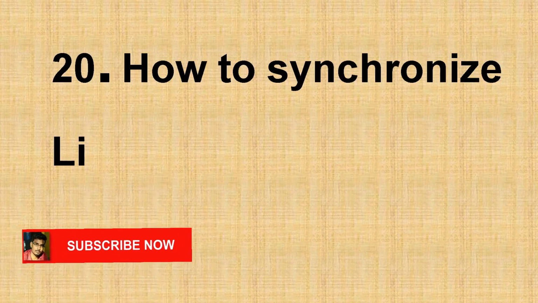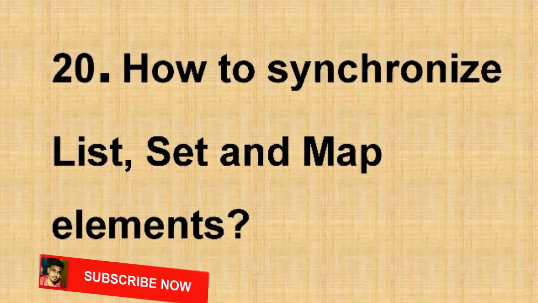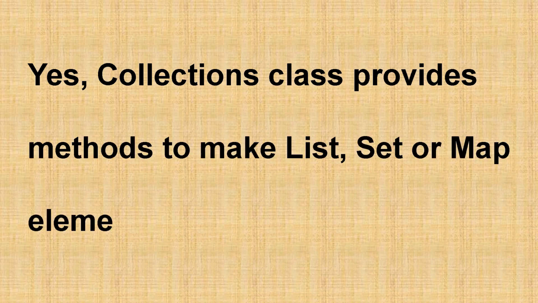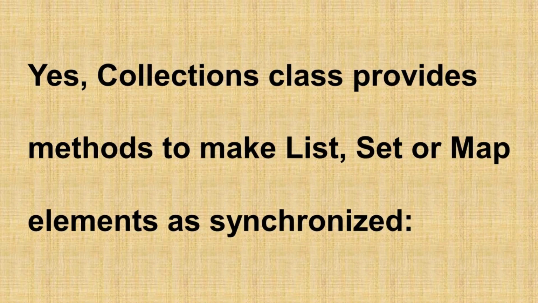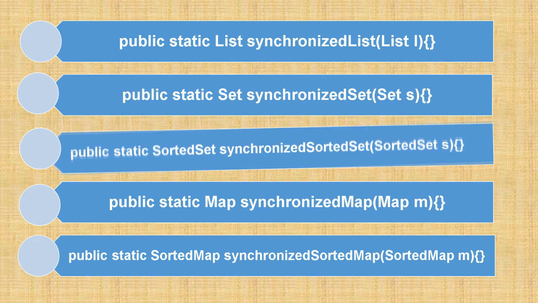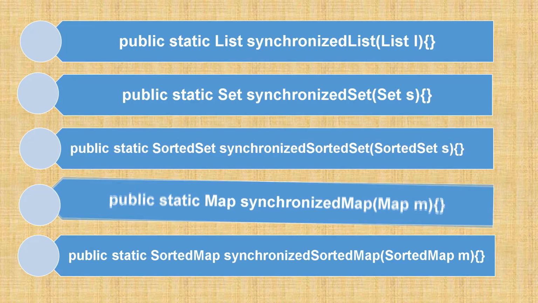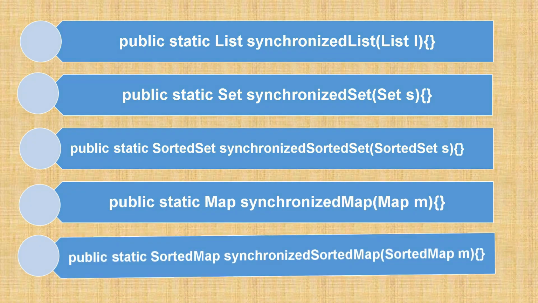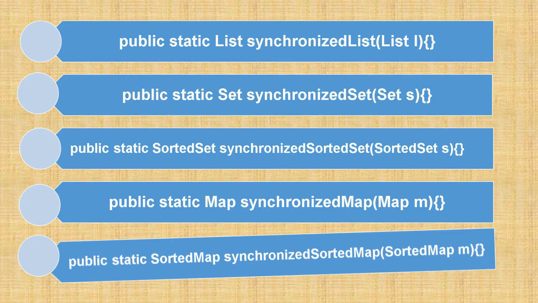How to synchronize list, set and map elements? Yes, the Collections class provides methods to make list, set or map elements synchronized. public static List synchronizedList(List l), public static Set synchronizedSet(Set s), public static SortedSet synchronizedSortedSet(SortedSet s), public static Map synchronizedMap(Map m), public static SortedMap synchronizedSortedMap(SortedMap m).